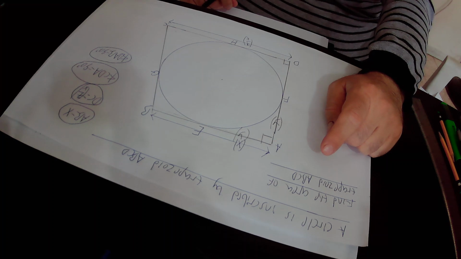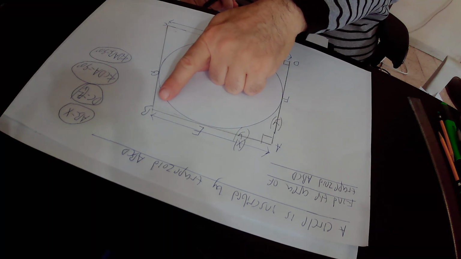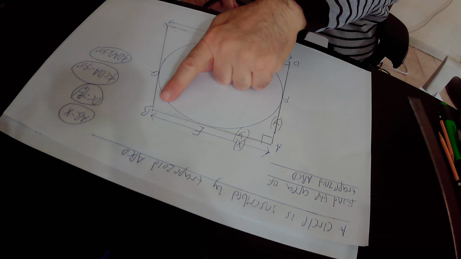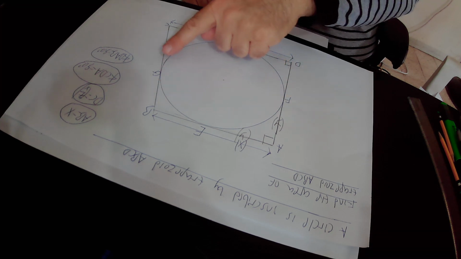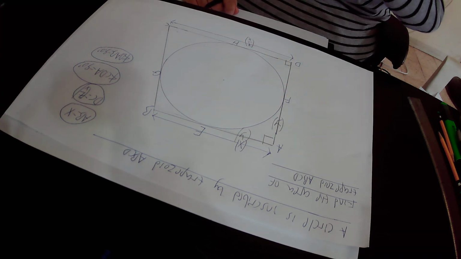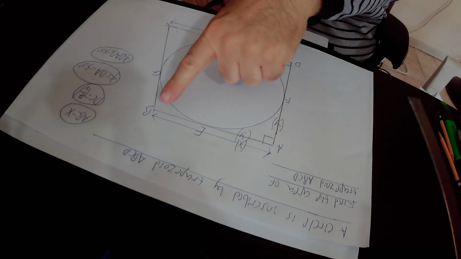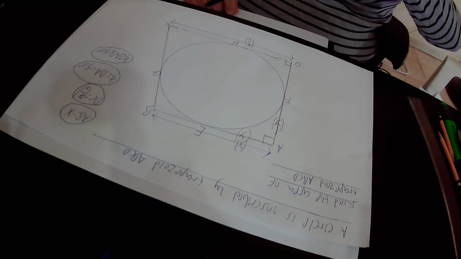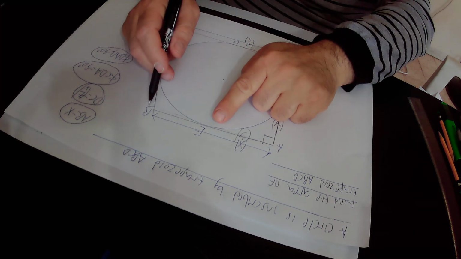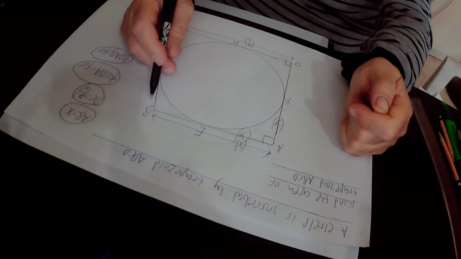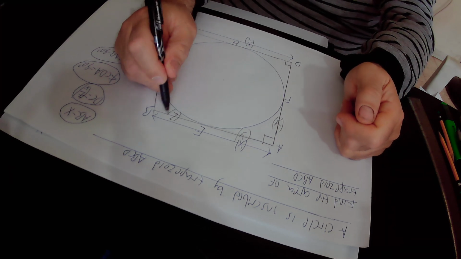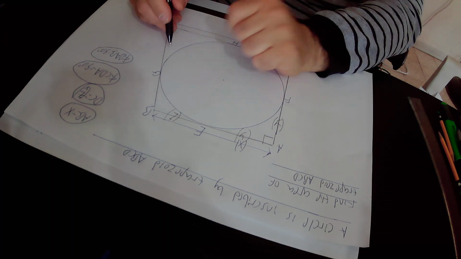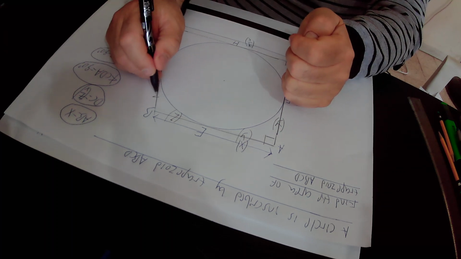Likewise, we focus on this common external point B. From this point B, we have two tangents to this circle, tangent BE and tangent BG. And according to rule 2, they are equal to each other. That is to say, BE equals BG. So if we define the length of this tangent BE as Z, then the length of this tangent BG must also equal Z, according to rule 2.